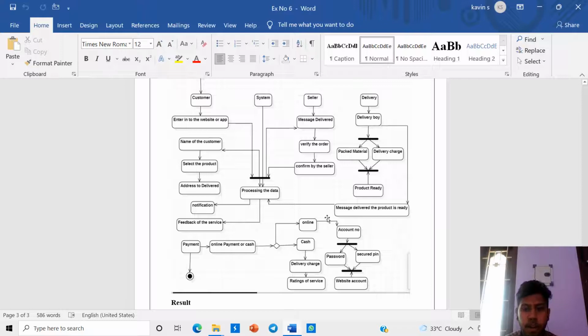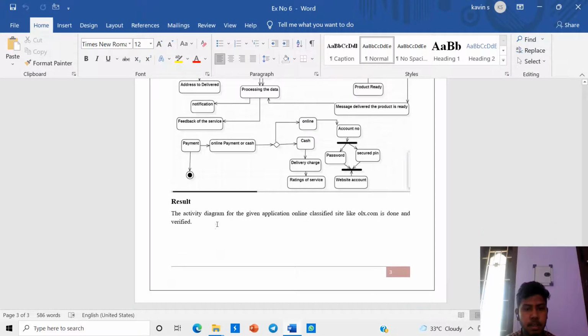If online, the account number, password, and secure PIN are required, and it will be stored in the website account. If cash, the delivery charge and the ratings of the service are recorded. The result of this activity diagram for the given application, an online classifieds site like OLX.com, is done and verified. Okay, thank you.